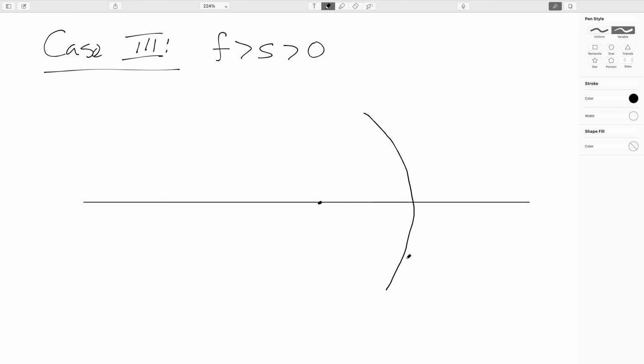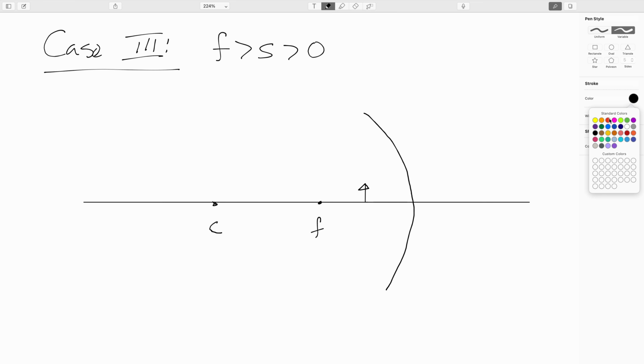There we go. So here's our focal point. We'll go ahead and map out our center of curvature twice as far away, although it's not really needed here. And we'll locate our object somewhere inside our focal point. There we go. So again, the same three rays apply.